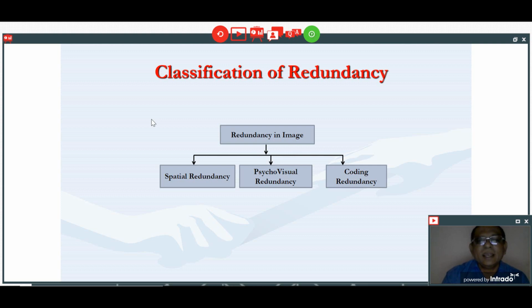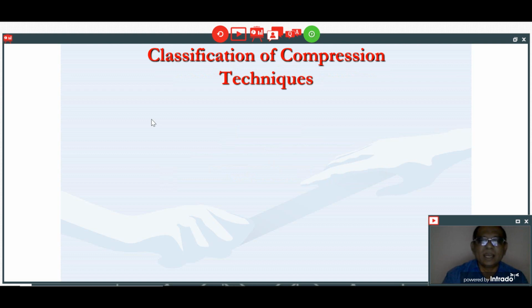Psychovisual redundancy deals with the limitation of the human visual system. Our human visual system will not respond to all the variations in the gray level. So if that idea is taken to minimize the redundancy, then we can minimize the psychovisual redundancy through quantization. There are different ways to code the data. One is through fixed length coding, the other one is variable length coding. Commonly variable length codings are used to minimize the redundancy, that we call the coding redundancy.